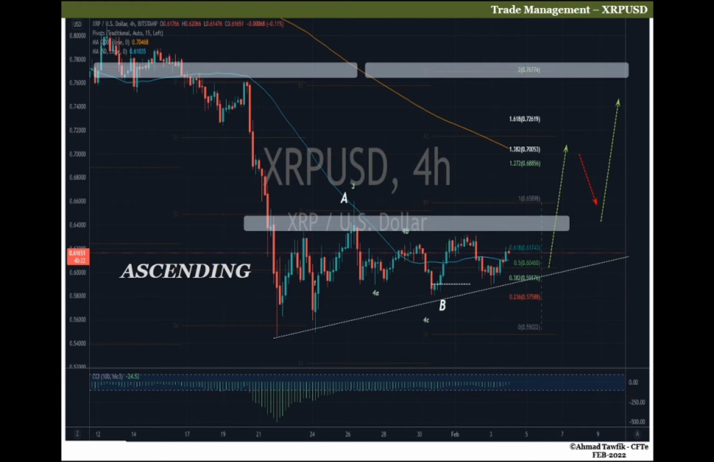Alright, now there's that dashed white line again, just like with Bitcoin. But this is going to be a breakout. You don't want to fall below this line. This line comes in at something like 60 cents. Alright, even a bit lower, 58, and we're showing it at 58.